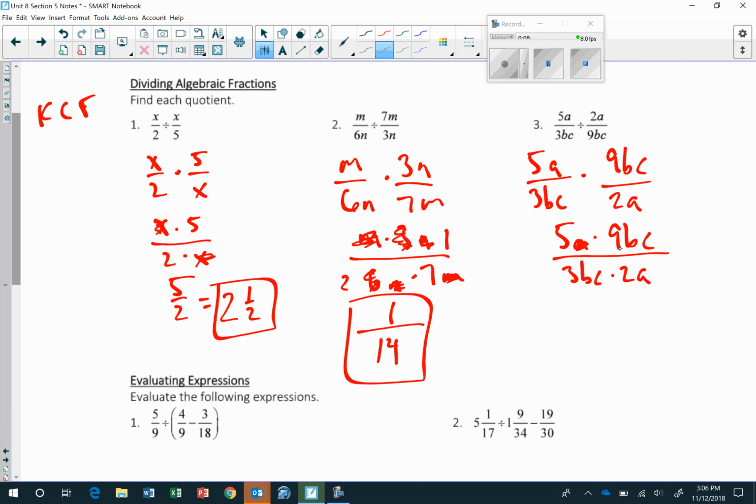They both have an A. They both have a B. They both have a C. 9 and 3 can both be divided by 3, so this is going to become a 3. This is going to become a 1. So I'll have 15 on the top and 2 on the bottom, and then I can write that as 7 and 1/2.